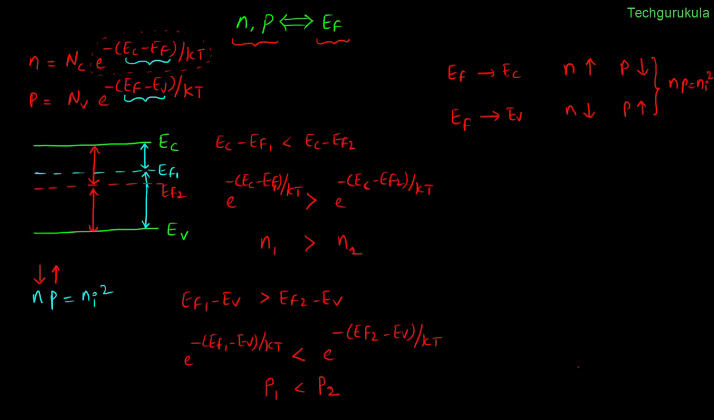Now here we are talking about two references, Ec and Ev. There is another way of representing the electron concentration and hole concentration in terms of the intrinsic Fermi energy level. That is more convenient, and we will use it extensively in this course. So let us see that particular expression.